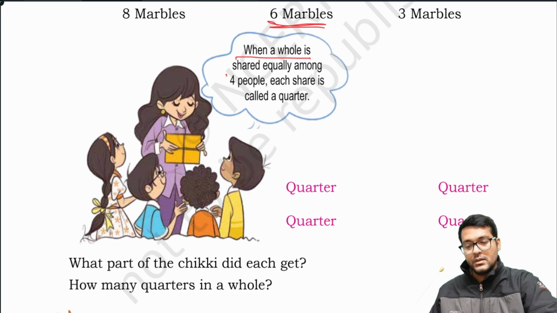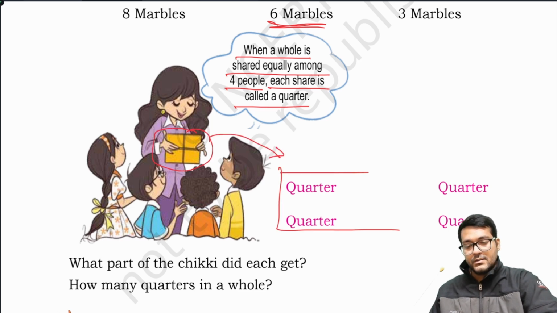When a whole is shared equally among 4 people, each share is called a quarter. You can see a chicky is here. It has 4 parts like this. One part is equal to 1 quarter. Okay, half of half is a quarter.